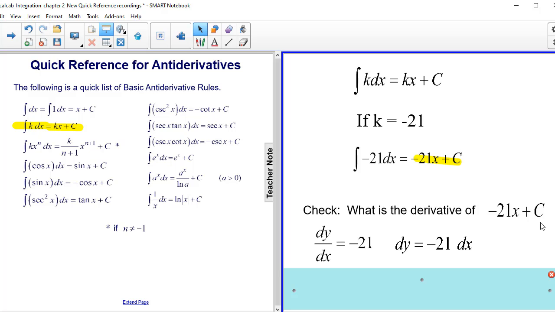And if I multiply both sides by dx, we have negative 21 dx, which is what we started with originally up here. So again, that check is not a normal part of the process, but I just wanted to throw that in to help illustrate how derivatives and antiderivatives are inverse operations.